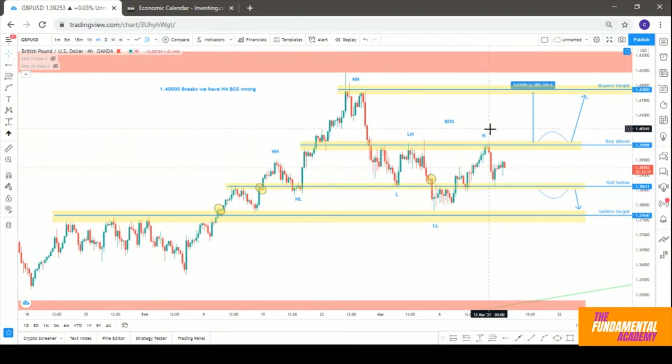So quite simply with this pair, if we have a break above 140, you could be looking to catch 165 pips, which is a massive trade, a huge trade, up to 141.850. If it does sell below and it breaks 1.38611, you'd be looking for a much smaller trade of about, let's see how many pips this would be, that would be 77 pips, right?